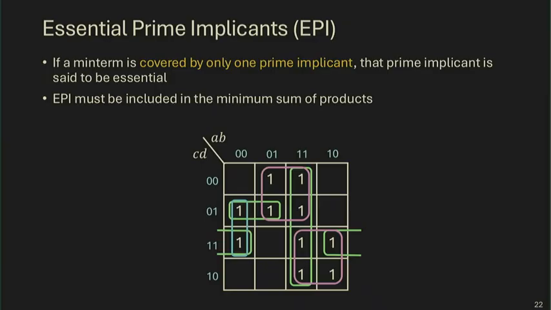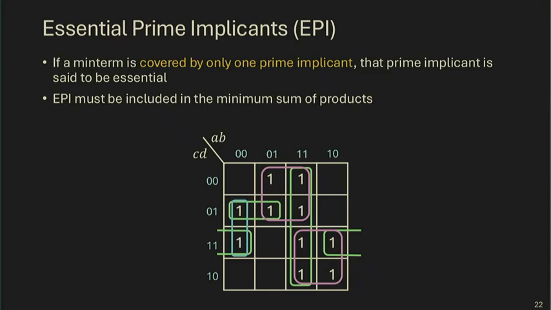Right. Again, all the implicants are shown over here. If there's a minterm that is covered by only one prime implicant, that prime implicant is said to be essential, which means you must include that in the minimal SOP expression. And similarly, in the same AND or two-level circuit.